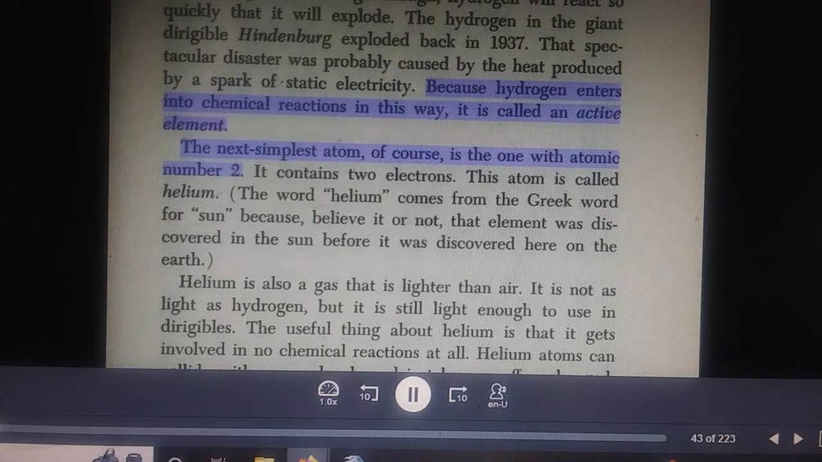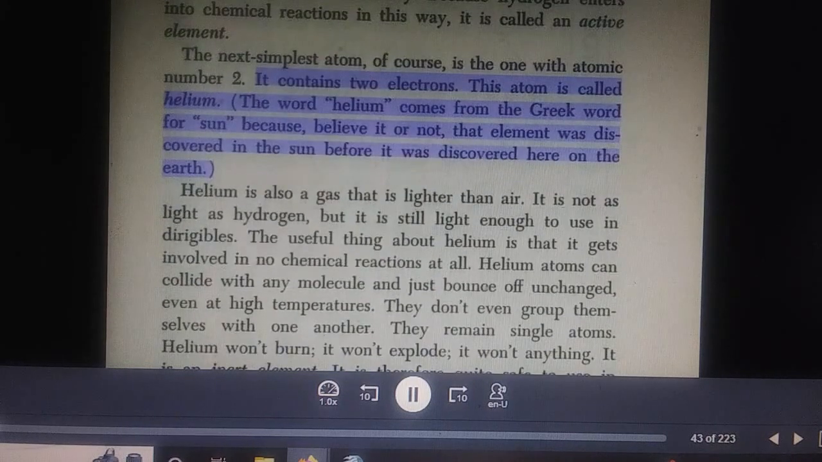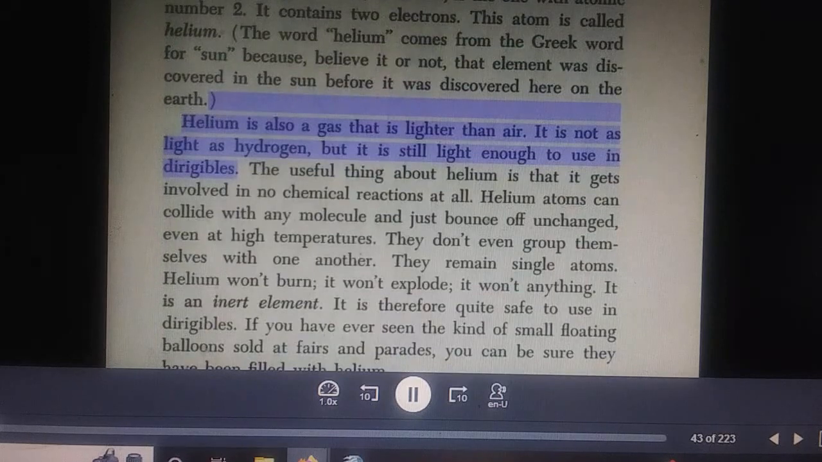The next simplest atom, of course, is the one with atomic number 2. It contains 2 electrons. This atom is called helium. The word helium comes from the Greek word for sun because, believe it or not, that element was discovered in the sun before it was discovered here on the earth. Helium is also a gas that is lighter than air. It is not as light as hydrogen, but it is still light enough to use in dirigibles.